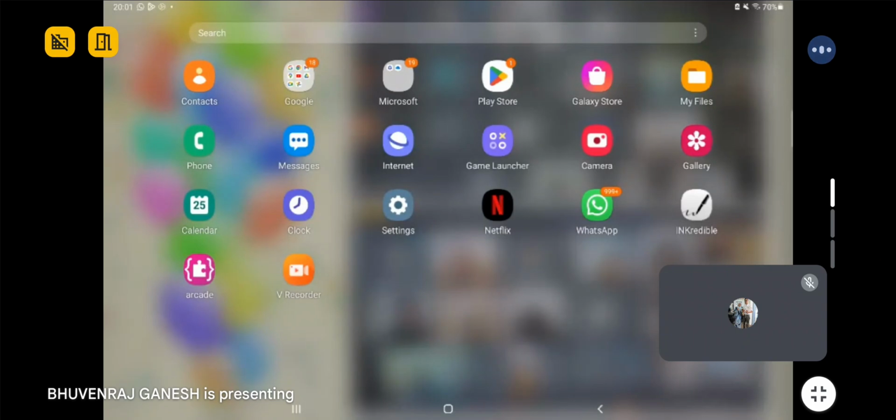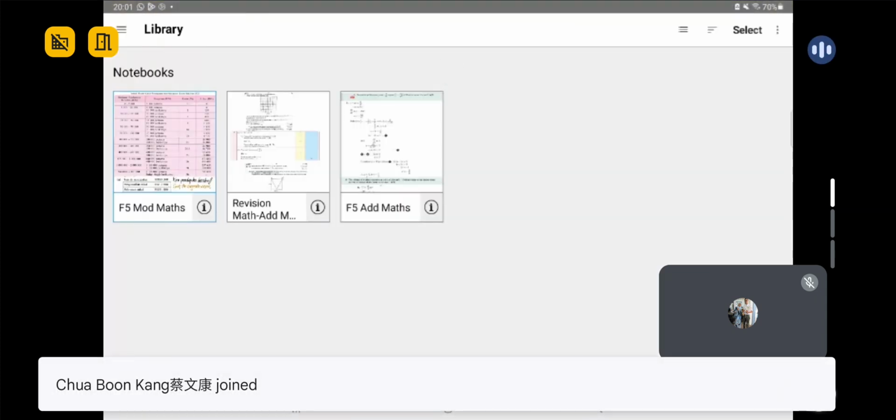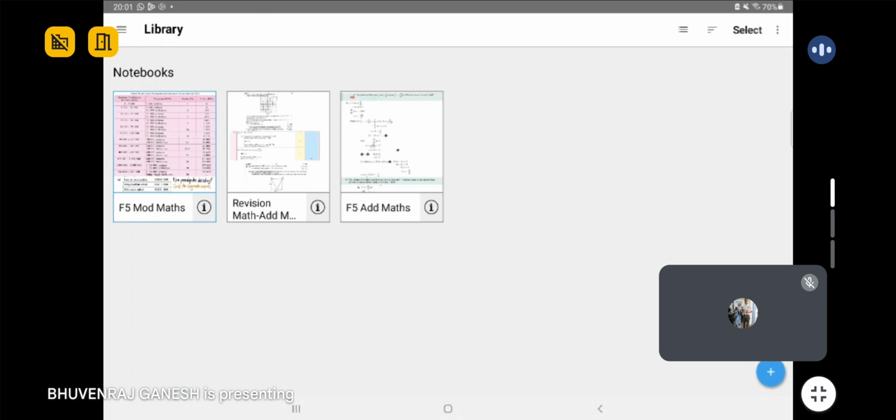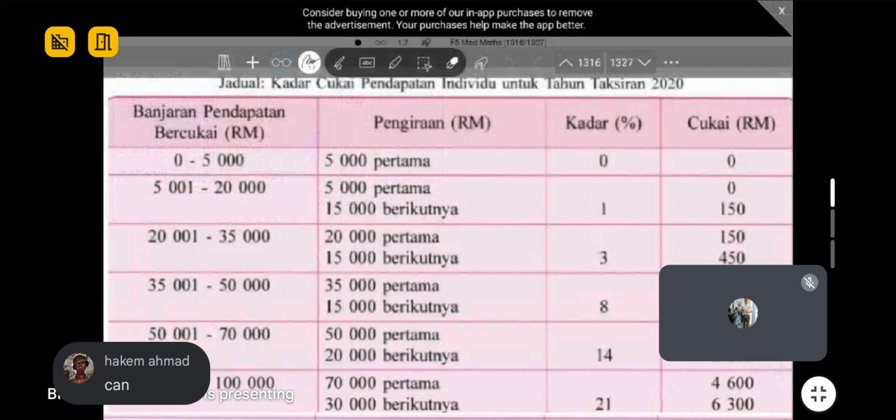Okay, guys. So we start now. Okay. Can you see my screen, guys? Can you check? Boleh nampak screen tak? Okay, good. All right.